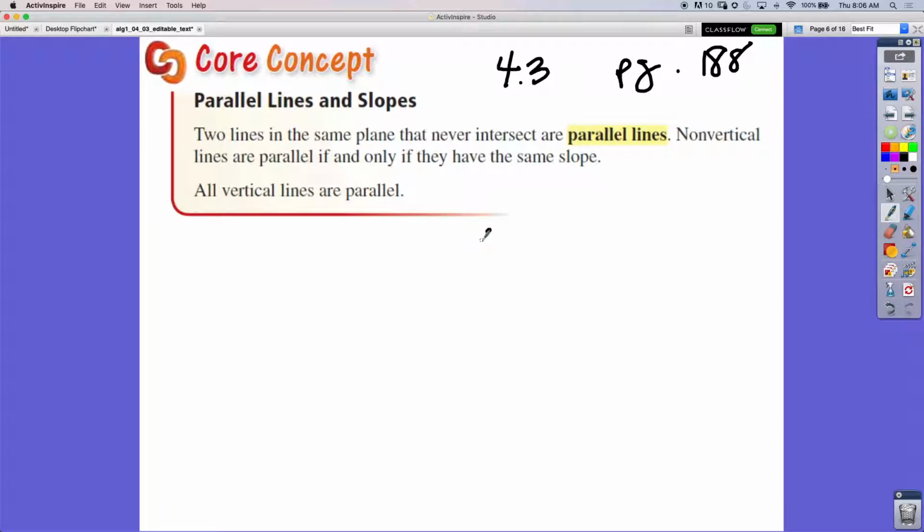Hi, we are working on section 4.3, identifying and writing equations for parallel and perpendicular lines. I'm on page 188 in your book, so you can follow along.